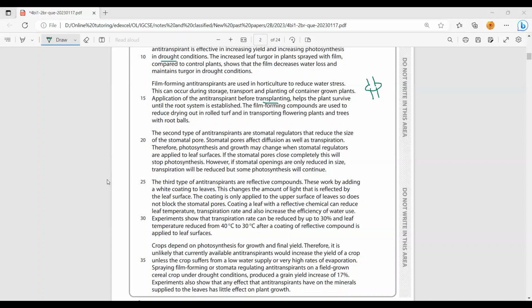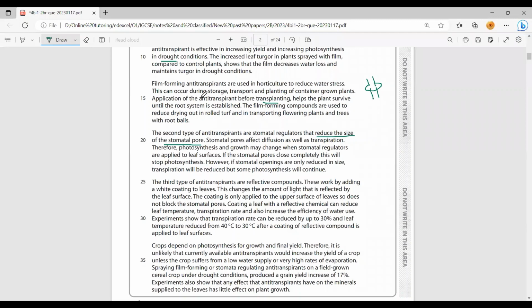The second type of anti-transparents are stomatal regulators that reduce the size of the stomatal pore. يبقى ده كده, they reduce the size of stomatal pore. Stomatal pores affect diffusion as well as transpiration. Therefore, photosynthesis and growth may change when stomatal regulators are applied to leaf surfaces.